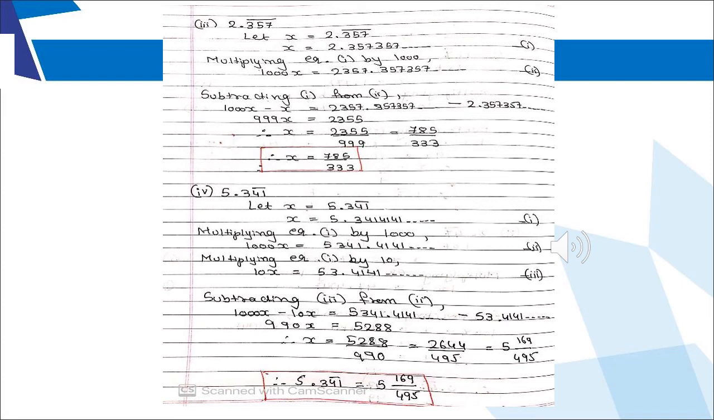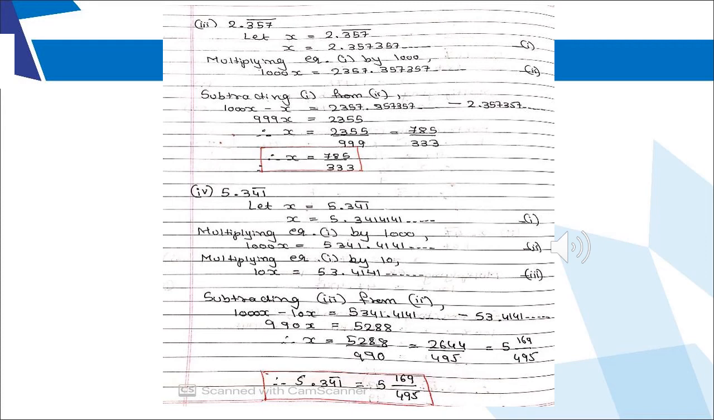Now student, what you have to do, always remember, in such types of questions, first count how many digits are there after the decimal point. So in this question there are 3 digits, 3, 4 and 1, 3 digits. Since there are 3 digits after the decimal point, multiply equation 1 by 1000 and number it as equation number 2. If there would have been 2 digits, I would have done it by 100. But here there are 3 digits, so I have done it by 1000 and numbered it as 2.